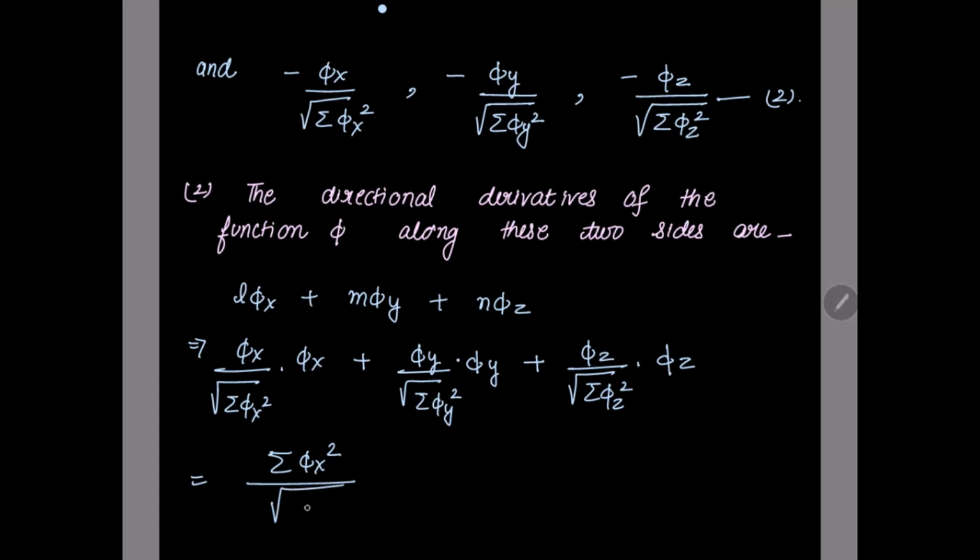Divided by root of summation phi x square, which is further equal to root of summation phi x square, right? And what is summation phi x square? This root is your gradient phi. Why gradient phi? Because we know that grad phi is what?